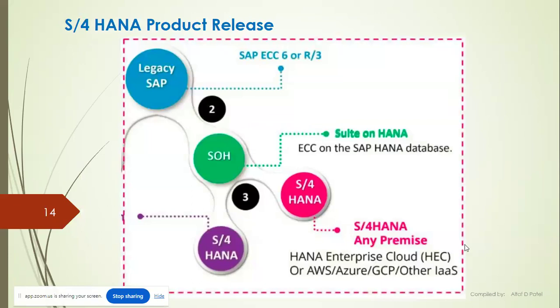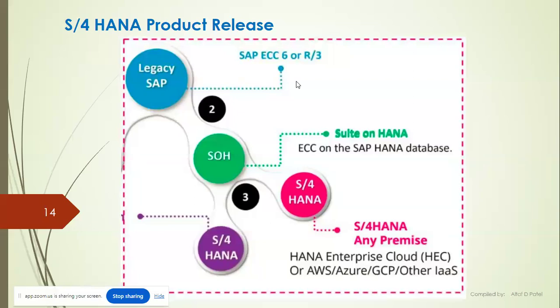So as the S4 HANA product was released, we talked about ECC 6.0 R3, which was called legacy SAP. Then, as I explained, the database used to be DB2 or Oracle or SQL. So they called it Suite on HANA. In ECC, the database was removed and they put the HANA database on ECC. But HANA was a high performance database and ECC was a low performance system, so it never matched. But they ran it for around 5 to 10 years.